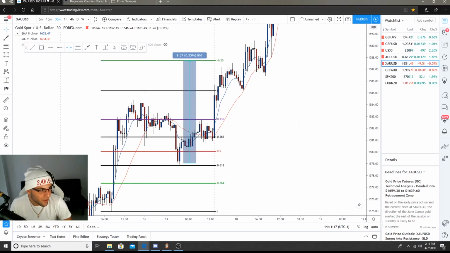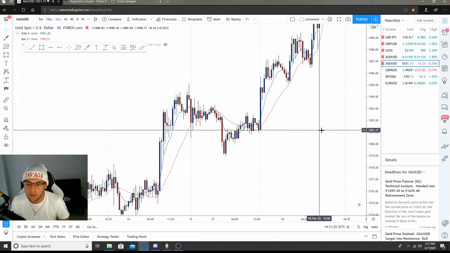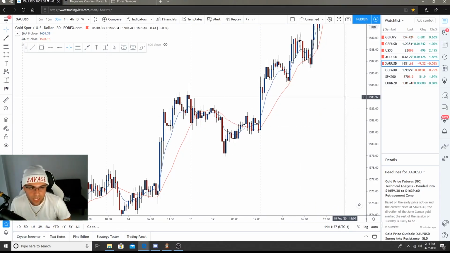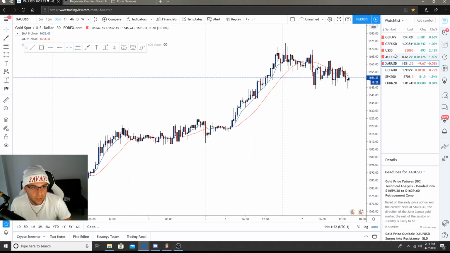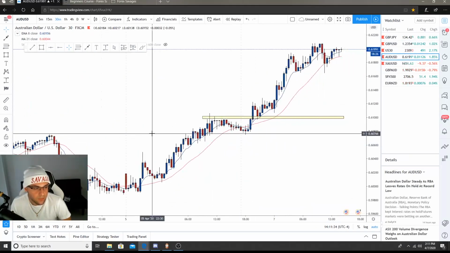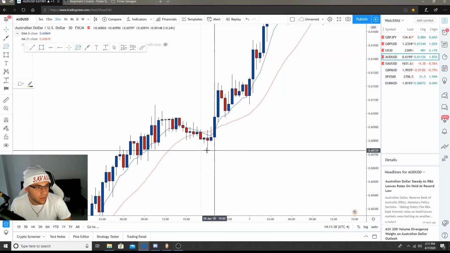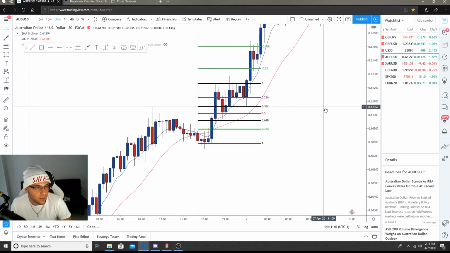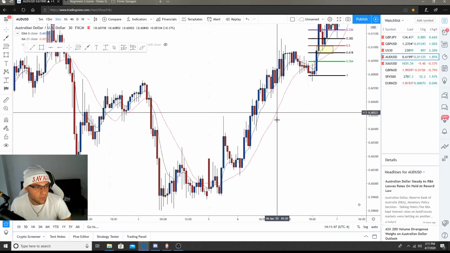So when it comes to the 5-minute, guys, always use it as your last resort. I'm going to give you a little bit more examples here on the 5-minute. Let's go to the Australian dollar. This is a nice little setup. Look at that. Market structure being broken to the upside. Golden zone. Boom. You see? Came back down, came right back up.